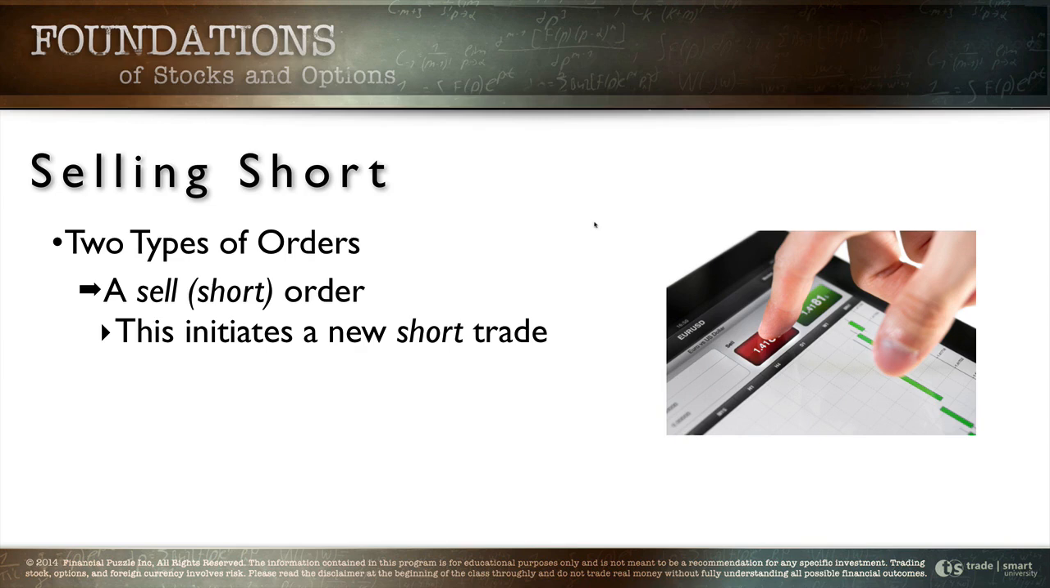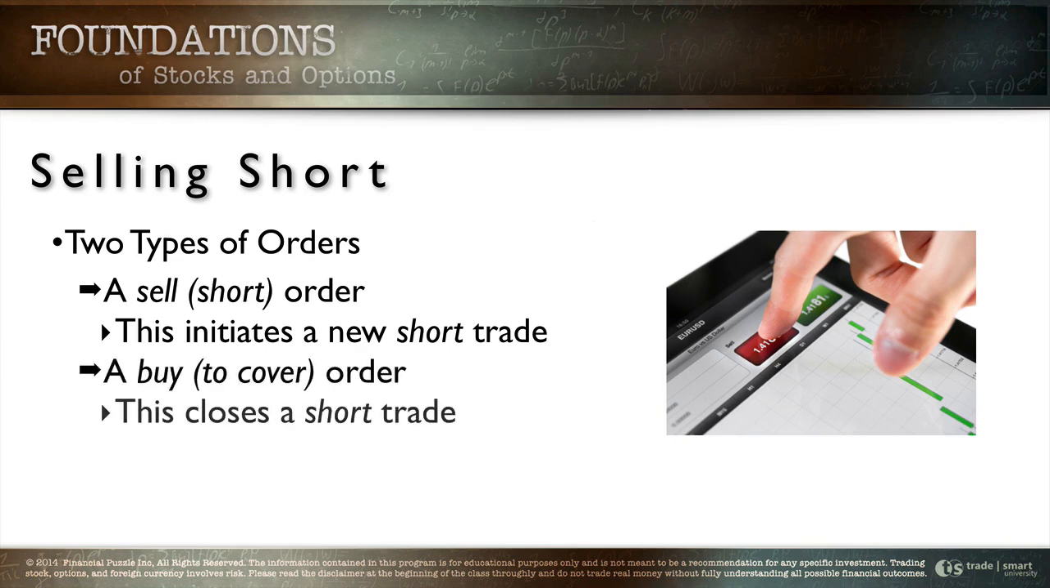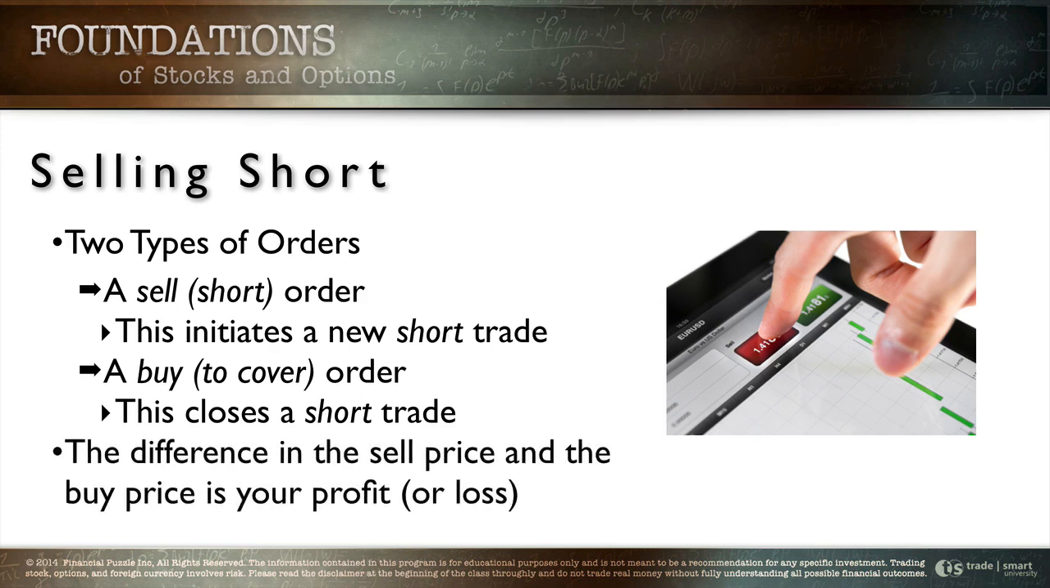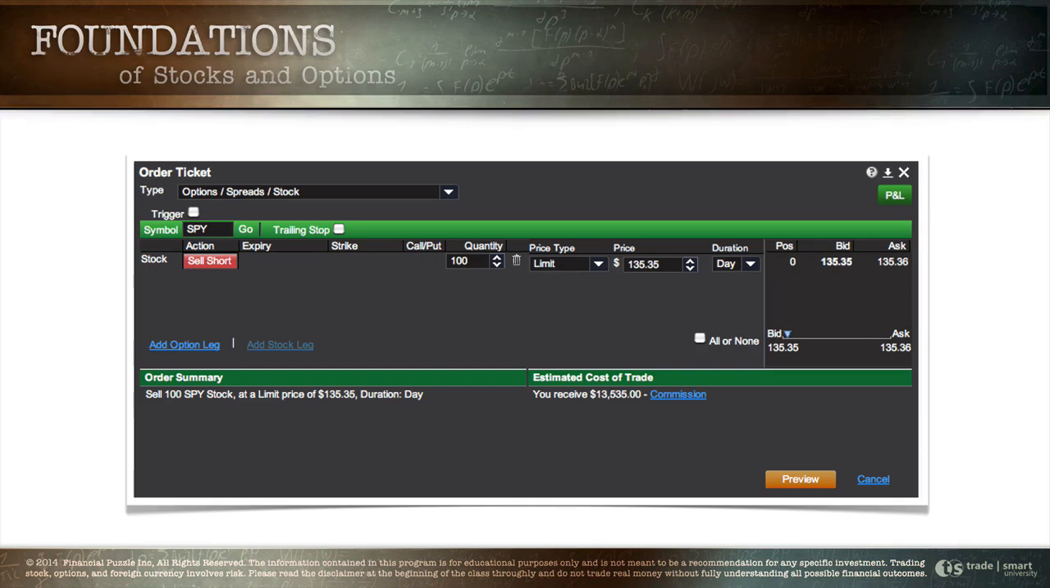To close the trade, you're always going to do the exact opposite. We're going to buy to close or buy to cover. Different brokers will call it different things. Usually it's buy to close or buy to cover. But when we issue a buy to cover, we are closing the short trade. The difference in the selling price and the buying price is your profit or your loss. Let's walk through the order together.